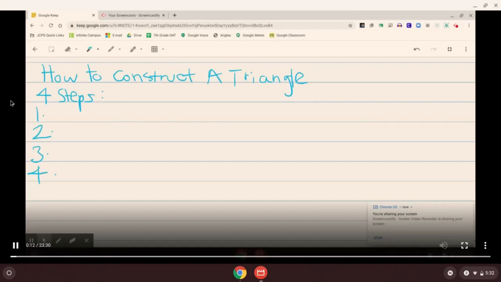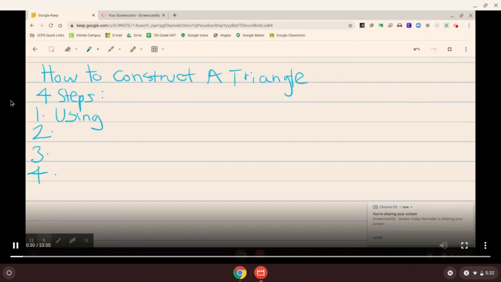This is Miss Peck. I am showing you how to construct a triangle. So, there are 4 steps to how to construct a triangle. We've just had practice constructing the angles. We talked about how a triangle needs 3 angles to be constructed.